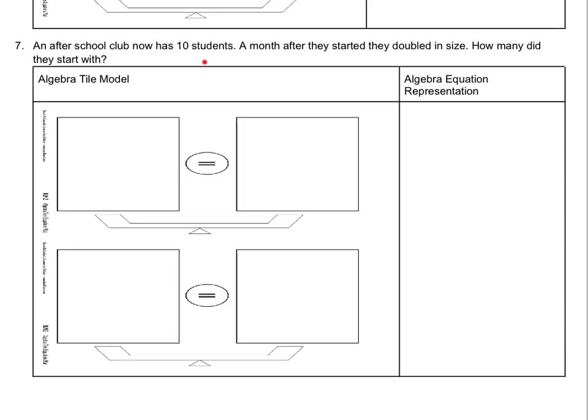An after school club now has 10 students. One month after they started, they doubled in size. How many did they start with? Again, what are our key words here? Now means equals. Our total is has 10 students, that's positive 10. And our other word that we need is doubled. What does doubled mean? That means 2 times as much.